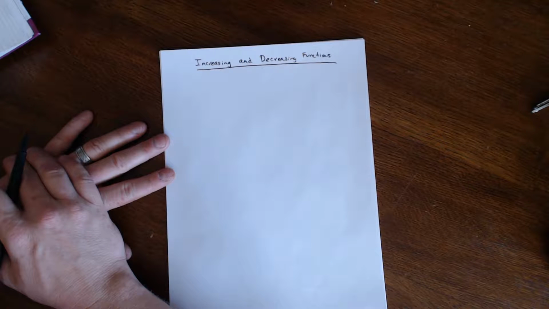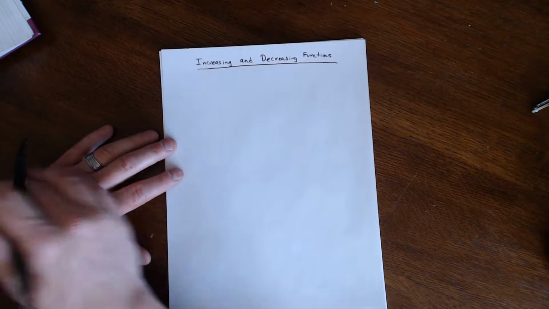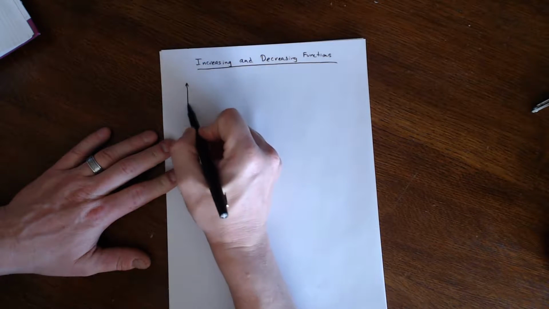This section is from section 2.1. We're going to talk about increasing, decreasing, and constant functions. We'll start off by drawing a coordinate axis.